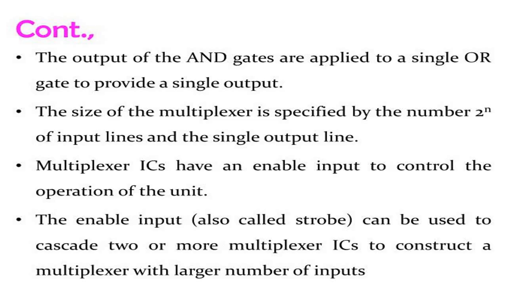Multiplexer ICs have an enable input to control the operation of the unit. The enable input can be used to cascade two or more multiplexer ICs to construct a multiplexer with a larger number of inputs.